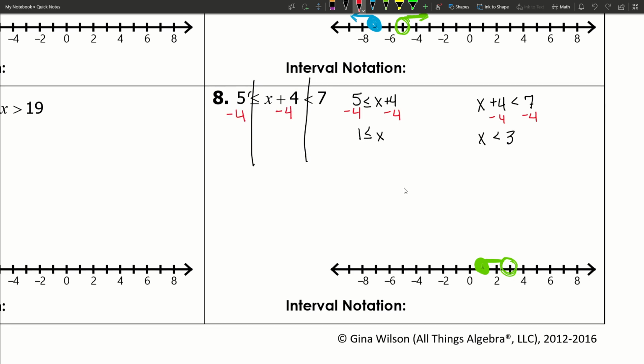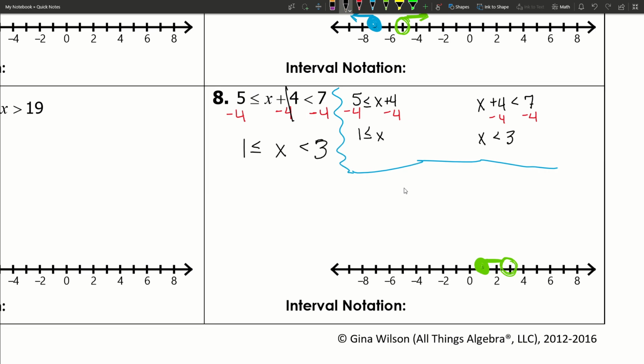But remember, you have to do it to every single side. Five minus 4 still gives us 1. X is the only thing left in the center now. And 7 minus 4 still gives us 3. So we still got the same answer. It's just represented a little bit differently.